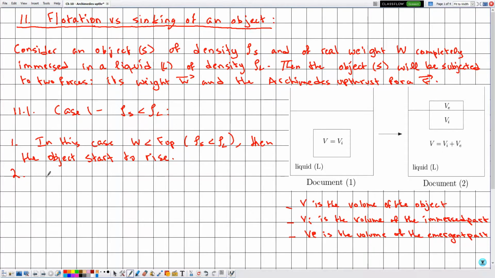Now idea number 2, let's say the object S reaches the surface of the liquid. For example, the liquid in this case can be water, and it floats, as shown in document 2.